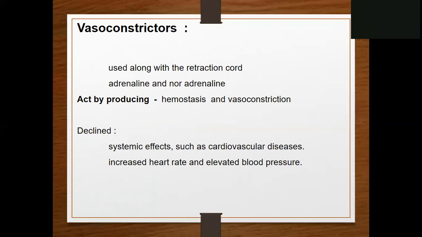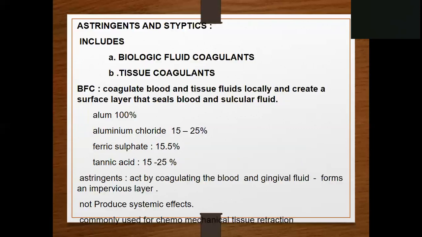Okay, vasoconstrictors are used along with the retraction cord, and the commonly used ones are adrenaline and noradrenaline. How do they act? They act by producing hemostasis and vasoconstriction. But they are contraindicated in cardiovascular disease patients and patients having high BP and increased heart rate. Why? Because we are using adrenaline, which is the vasoconstrictor. Hence, it is contraindicated in systemic conditions such as CVS disease, increased heart rate, and elevated blood pressure. How do we use it? We use this along with the retraction cord.